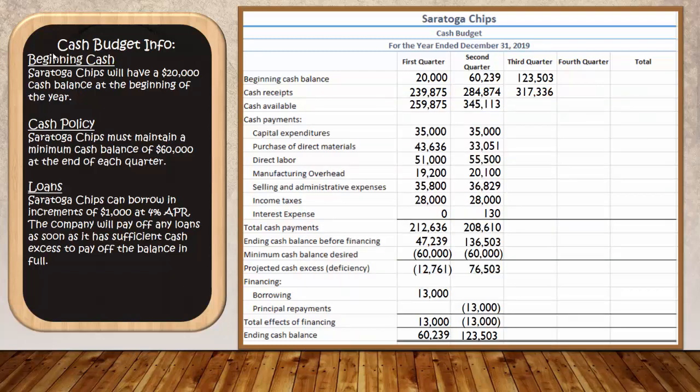To determine our cash available, we add together our beginning cash balance of $123,503 to our cash receipts of $317,336, and we come up with cash available of $440,839.